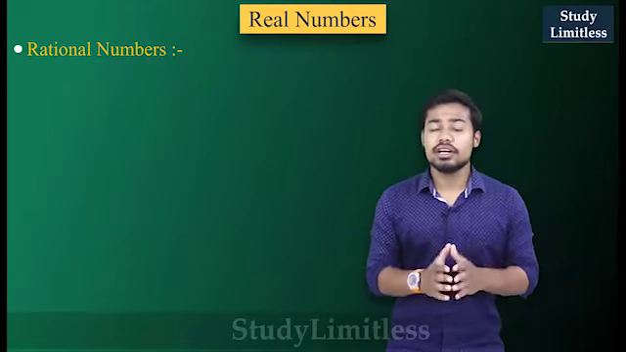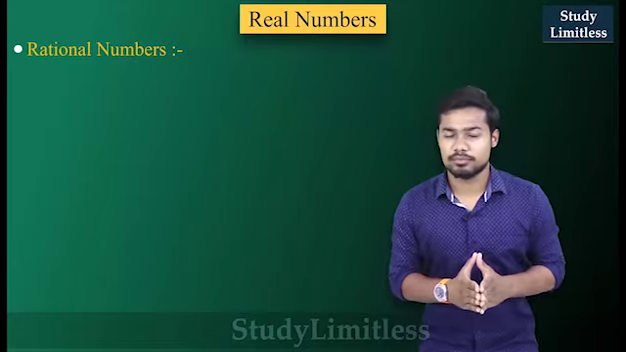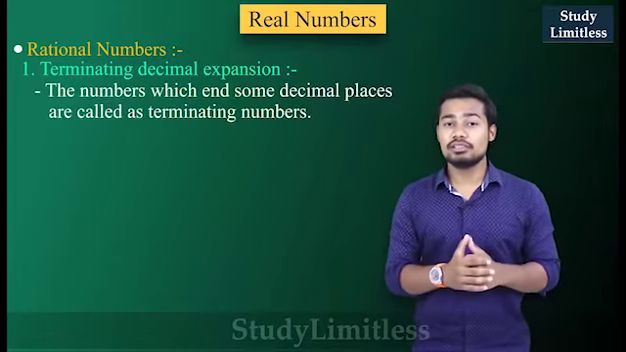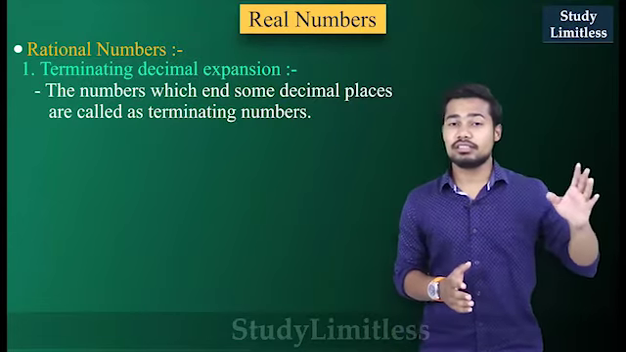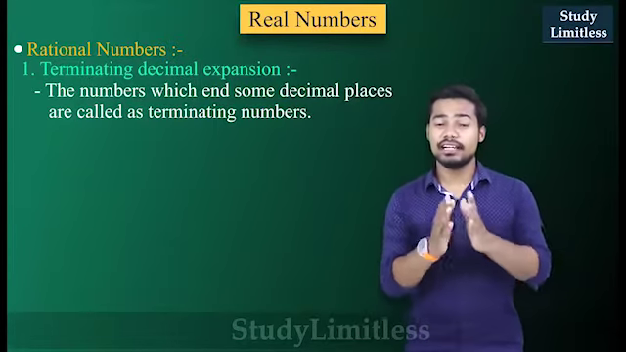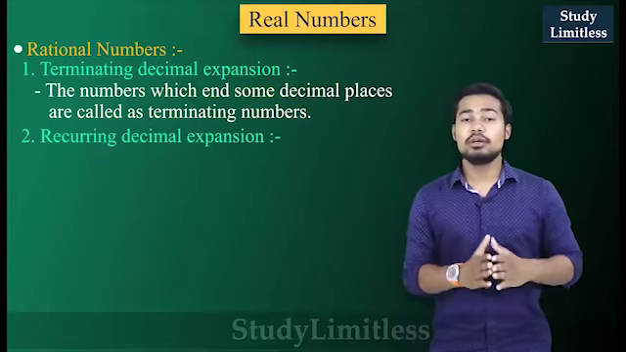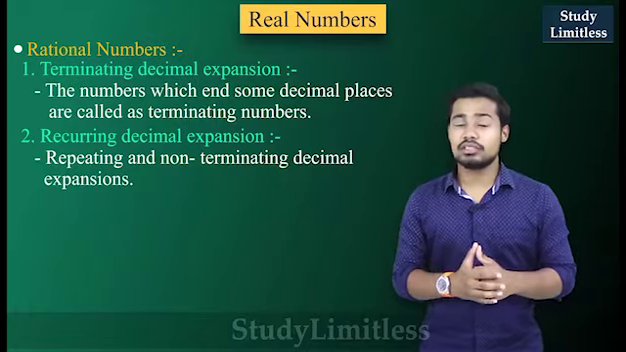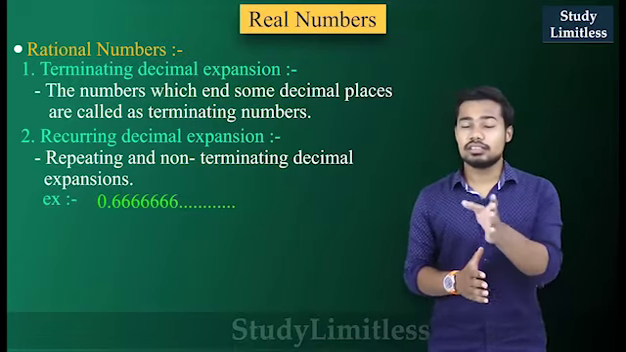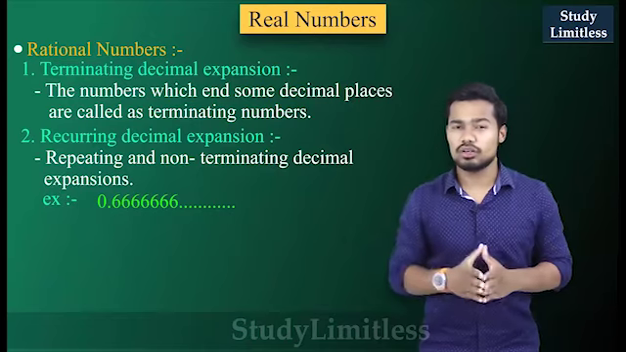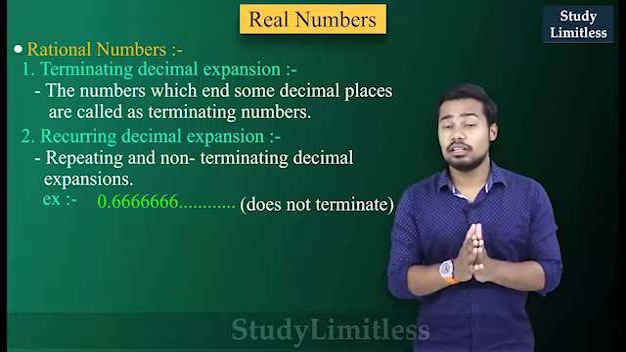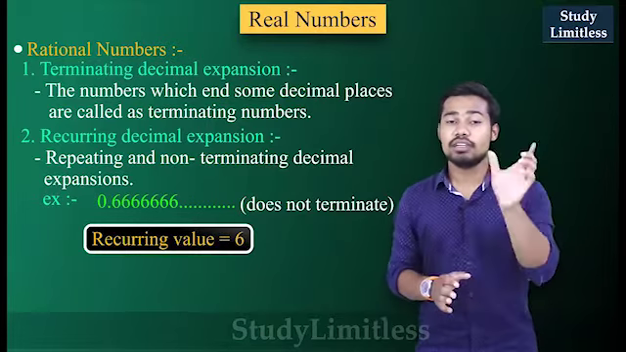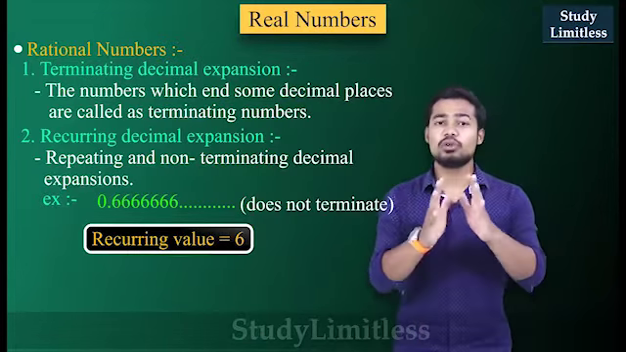And the rational numbers have two types of decimal expansion. First is the terminating decimal expansion. That means the numbers which end after some decimal places are called terminating numbers. And the second type of rational numbers are the numbers which are repeating as well as non-terminating. For example, numbers such as 0.6666667 and so on. Now, this number does not end. That means it does not terminate, but it has a recurring value, that is 6. This was all about rational numbers.